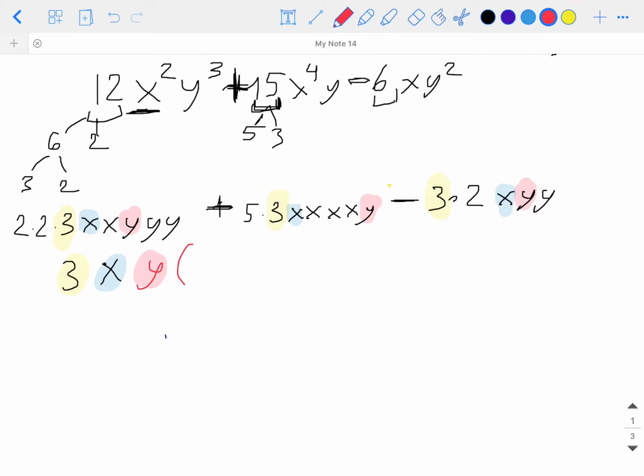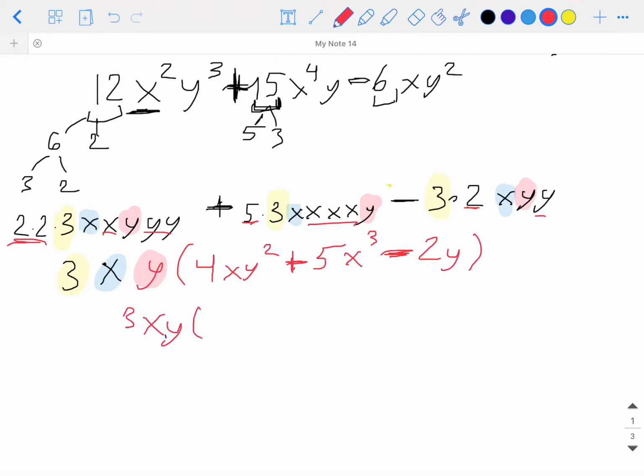So it's 2 times 2, which is 4, x, and then we have 2y, so it's y squared. On the second term, 5, and then we have 3x's, so that's x^3. Separated by the minus sign, and then we have 2 times y. So I'm just going to lay this out as one color, so it's easy to see. So 3xy, parentheses 4xy squared, plus 5x^3, minus 2y.